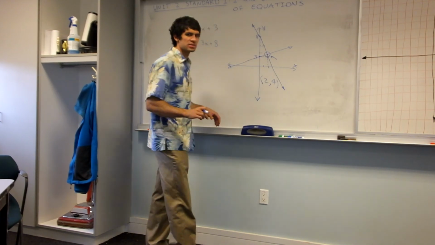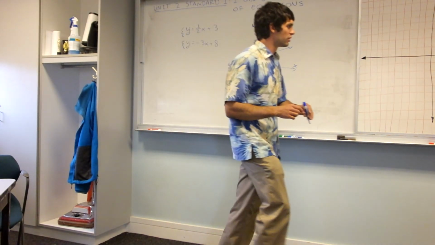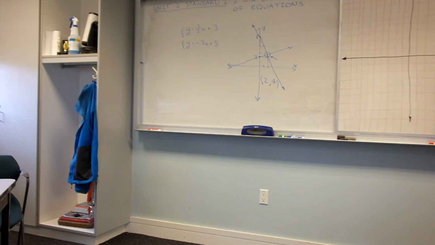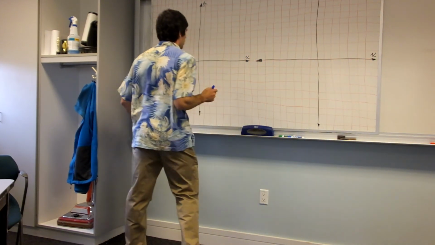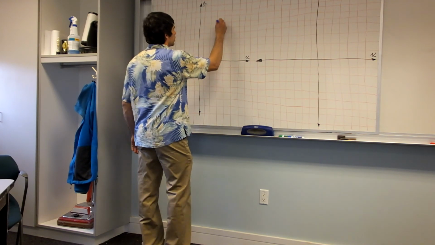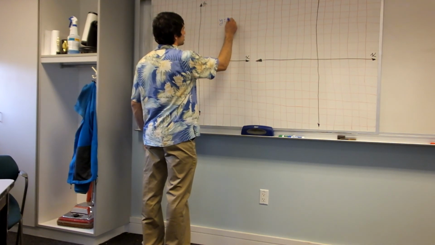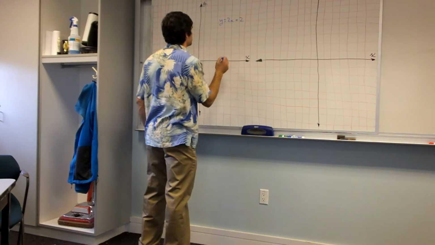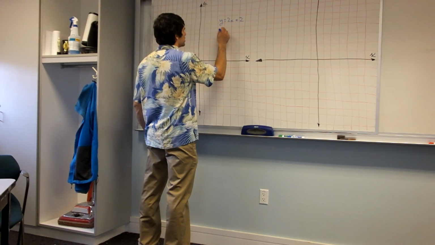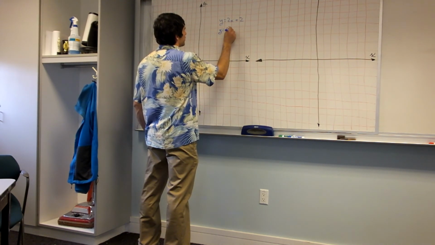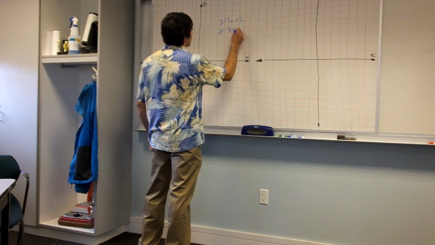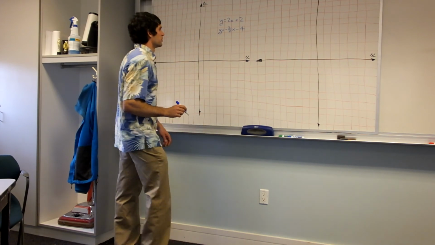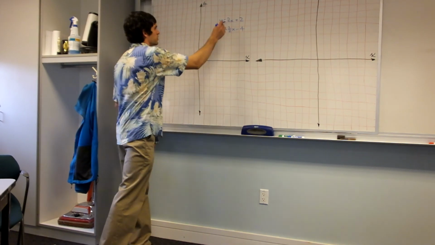So now that we know that the solution to a system of equations is the point at which the two lines cross, let's do a couple examples. So I'm just going to get this whiteboard over here. And first off, let's do y is equal to 2x plus 2. And how about y is equal to negative 1/2 x minus 4. So let's graph this one first.